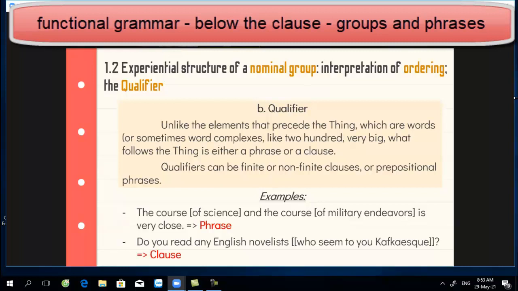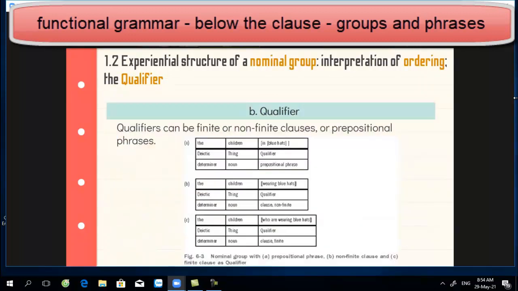Then the qualifier. Unlike the elements that precede the thing, which are words or sometimes word complexes, like 200, very big, what follows the thing is either a phrase or clause. Qualifiers can be finite or non-finite clauses or prepositional phrases. For example, we have the phrase and the clause below. And besides that, qualifiers can be finite or non-finite clauses or prepositional phrases, presented in figure 6.3.